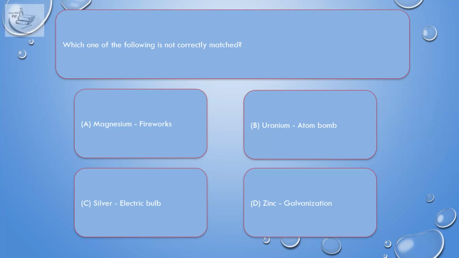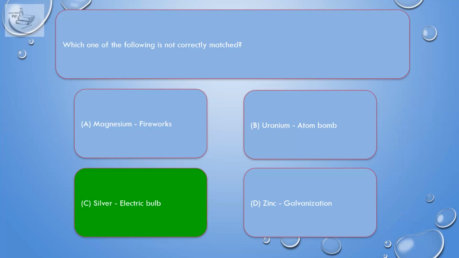Question: which one of the following is not correctly matched? A. Magnesium, fireworks. B. Uranium, atom bomb. C. Silver, electric bulb. D. Zinc, galvanization. Correct answer is C. Silver, electric bulb.